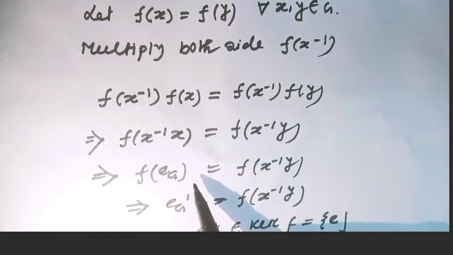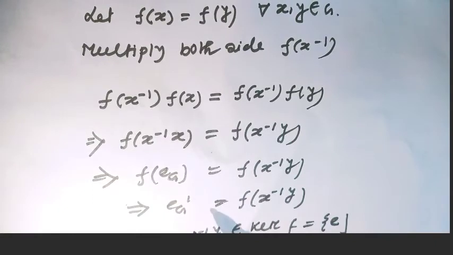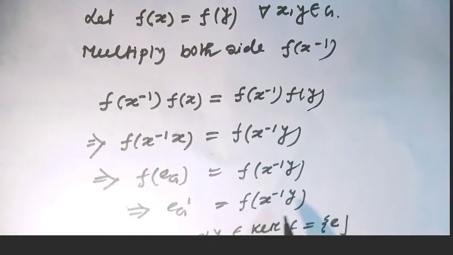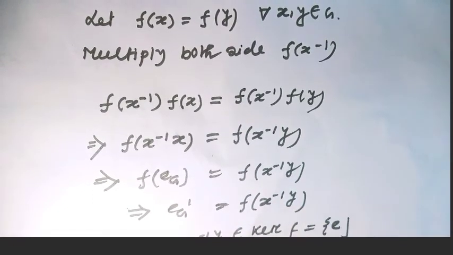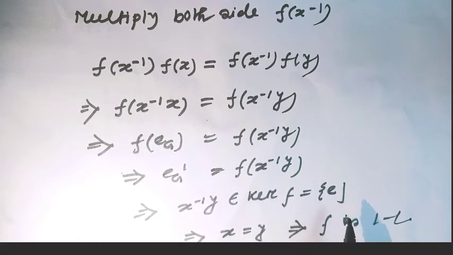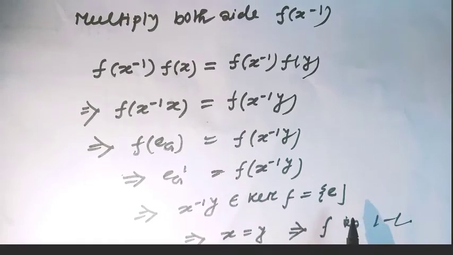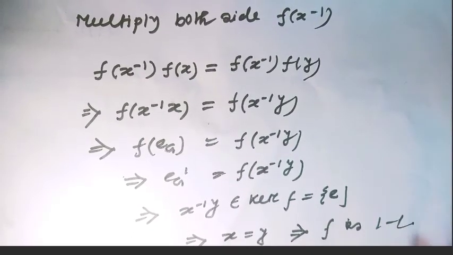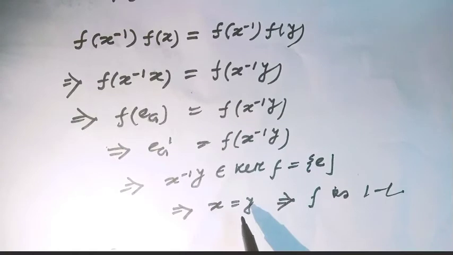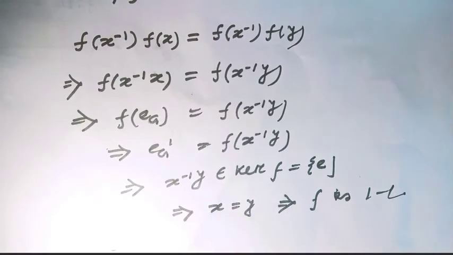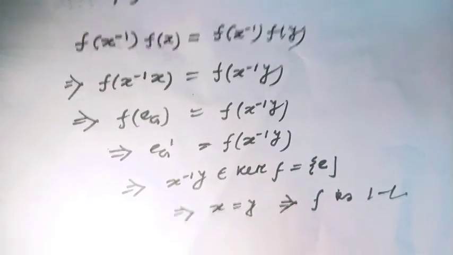So this would be f of identity, which is equal to f of x inverse y. And f of e_Z implies e_Z prime, which is equal to f of x inverse y. So from this line, we can tell x inverse y belongs to kernel f, which is equal to identity, because I have assumed kernel of f equal to identity. So we can tell x equal to y. So f is 1-1. Okay? Let's see one example.